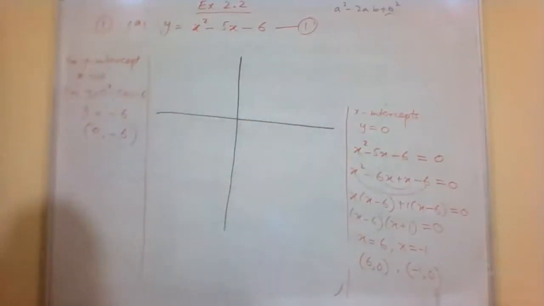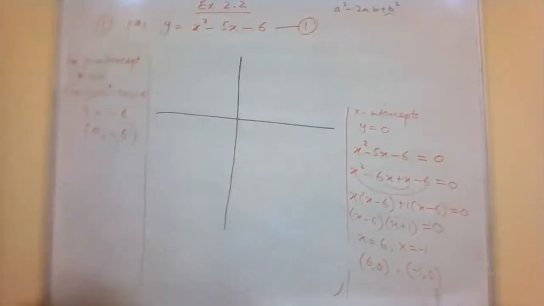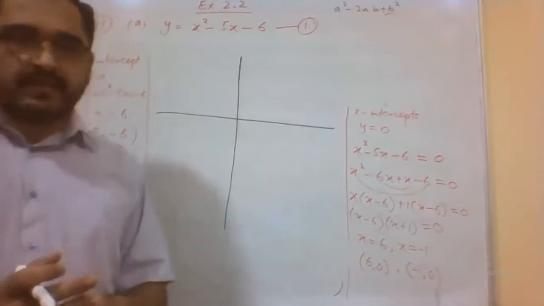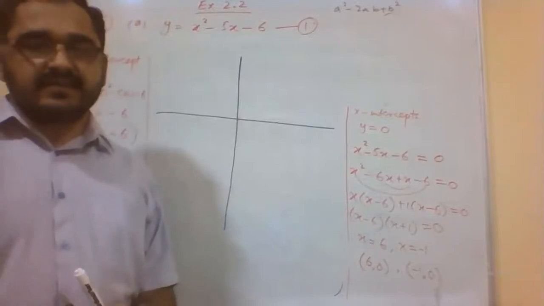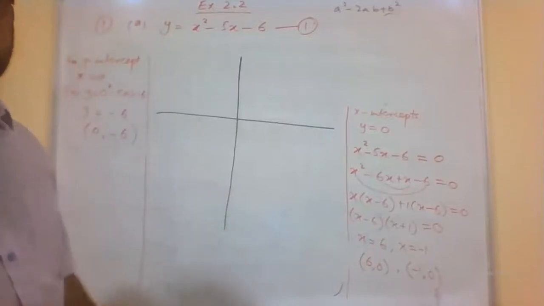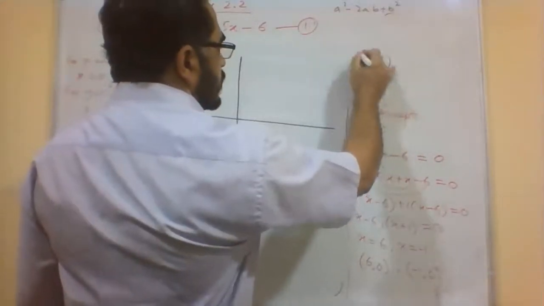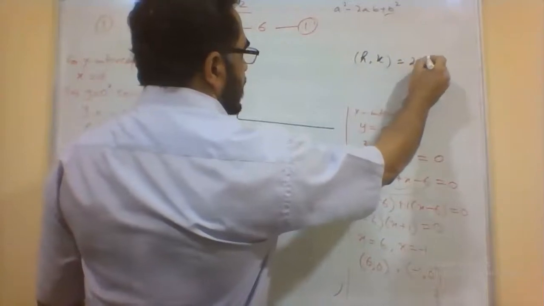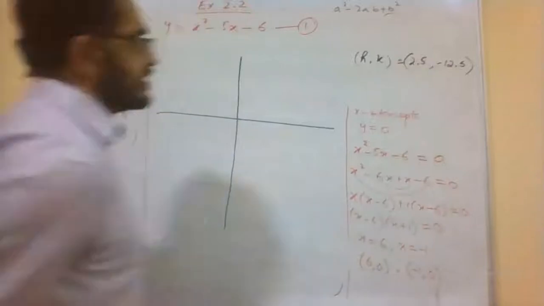This is the XY plane. First of all, we are drawing the turning point. As the turning point in the beginning I found, the turning point was 2.5 and minus 12.5.